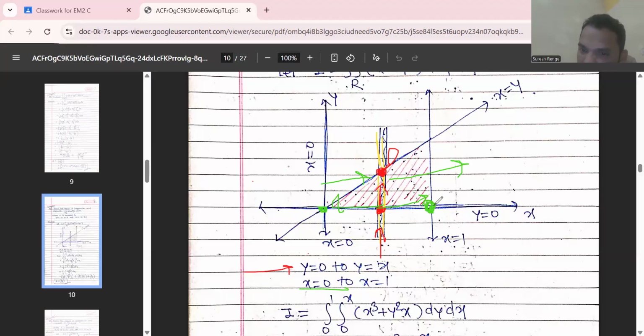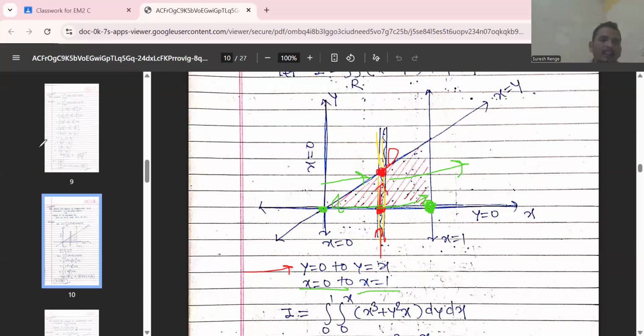Then what is the limit for that point? That is x is equal to 1. This is the upper limit for x. Okay. The upper limit for x and the lower limit for x we have found. Now find the value of this integration.